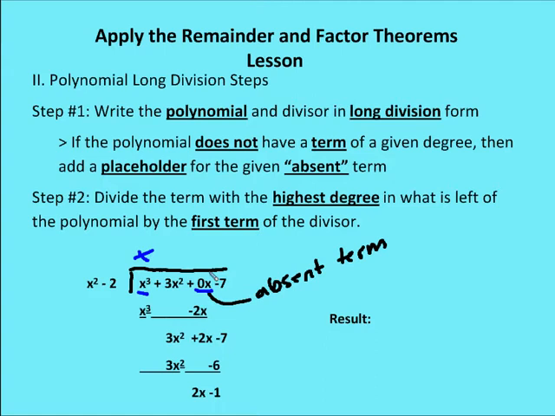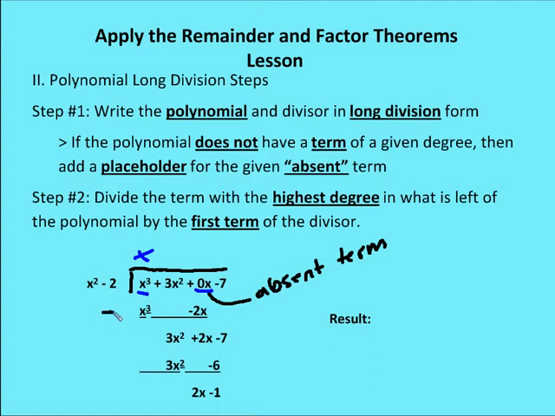Now, step number 2 is I'm going to divide the term with the highest degree in what is left of the polynomial or the dividend by the first term of the divisor. So I divide my first term, it's the highest term left because we haven't done anything yet, by x squared, and I get x. Okay, I multiply then x times x squared minus 2, and my result is x times x squared is x to the third, x times minus 2 is minus 2x.